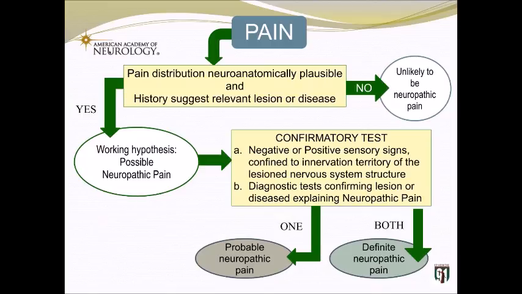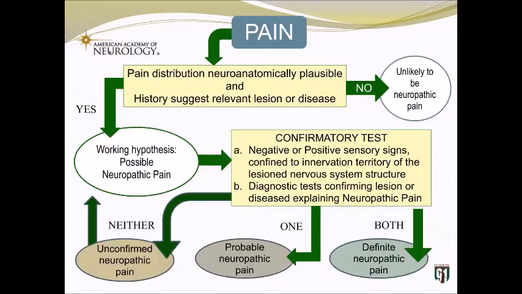If only one of either a negative or positive sensory signs confined to innervation territory of the lesioned nervous system structure, or a diagnostic test confirming the lesion, then probable. And if neither are present, then it's just an unconfirmed neuropathic pain, possible neuropathic pain.